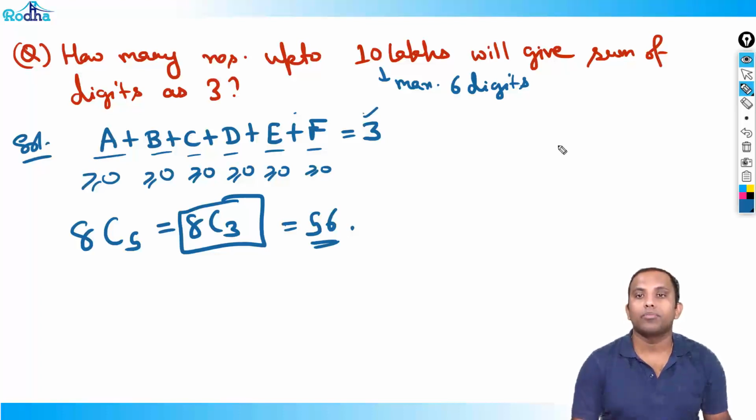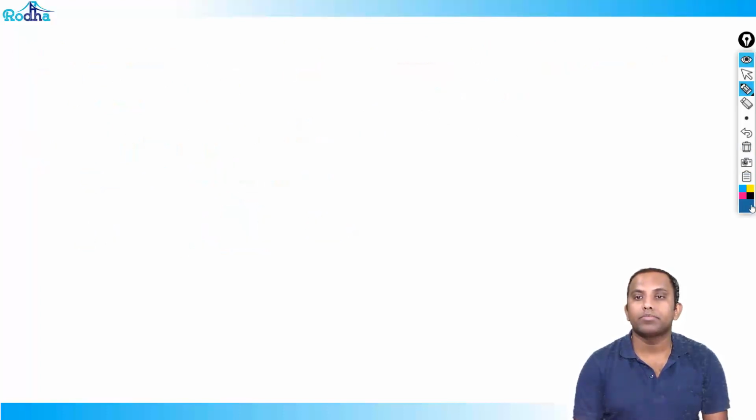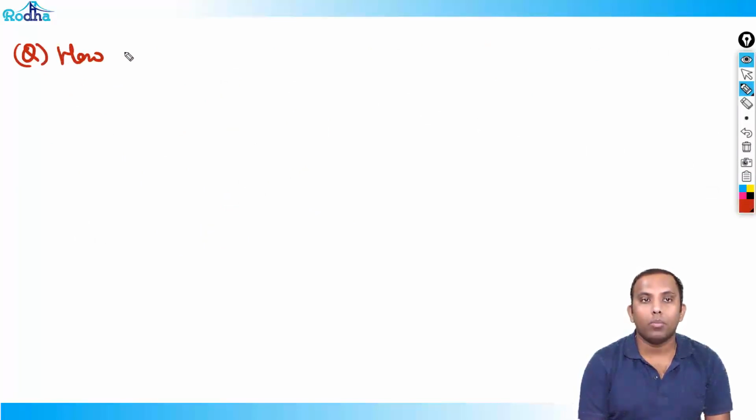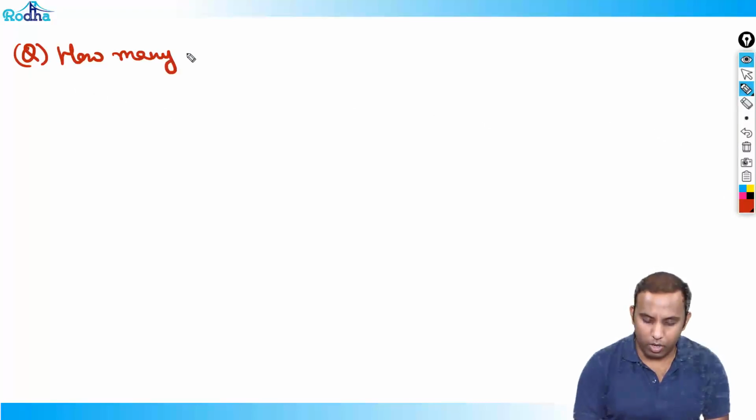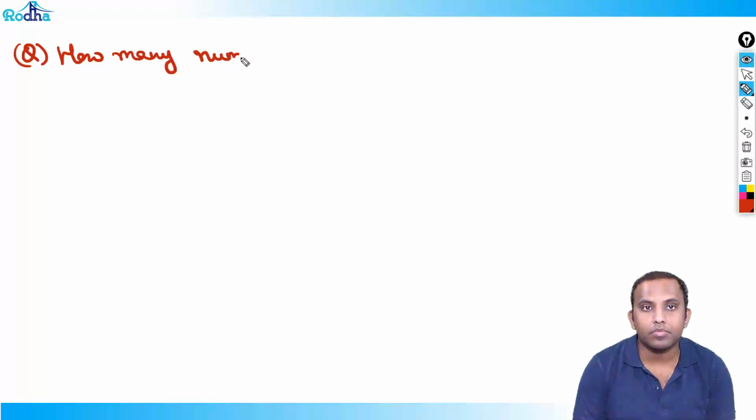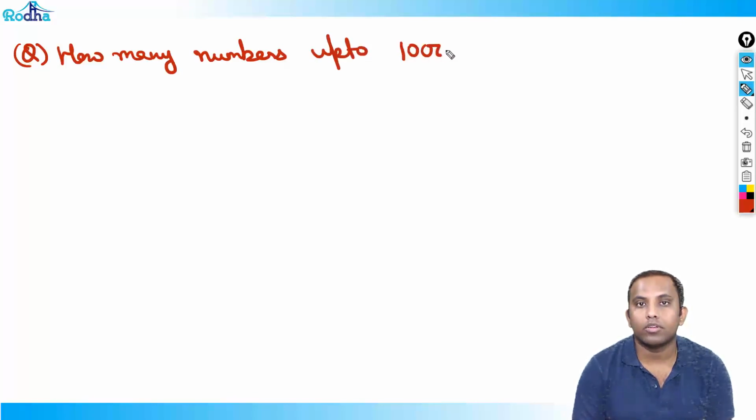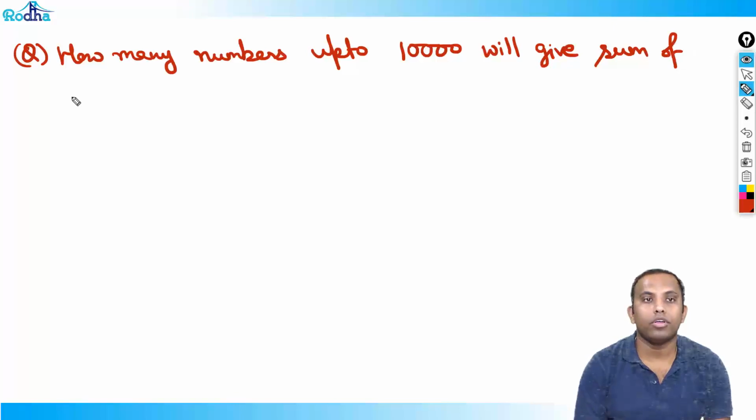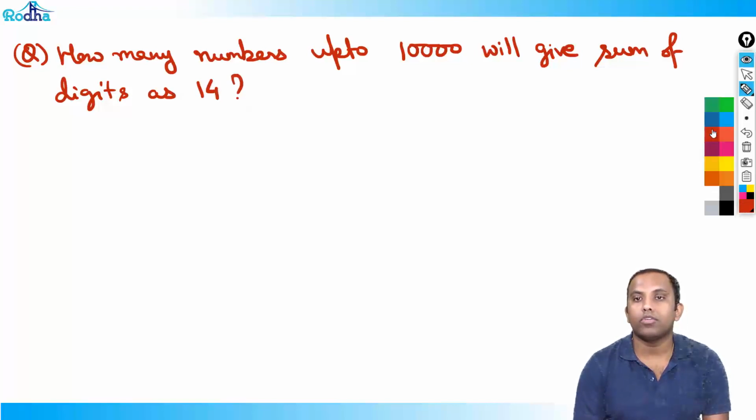Okay, right? Now a twist will come here if I give the question as: how many numbers up to 10,000 will give the sum of digits as 14? How many numbers up to 10,000 will give the sum of digits as 14?